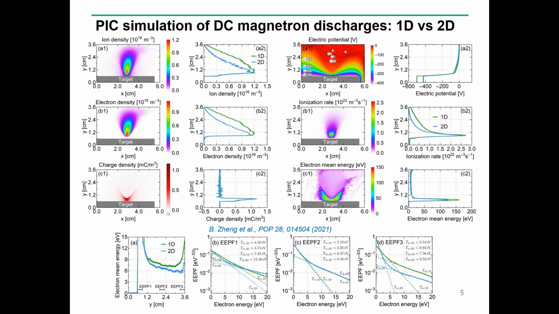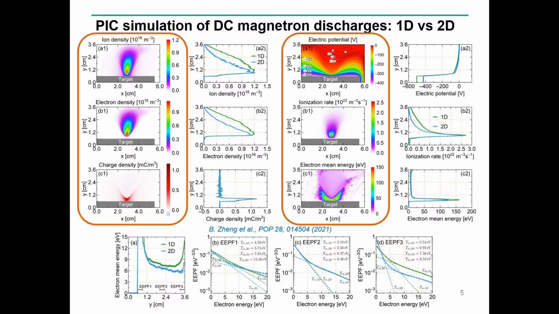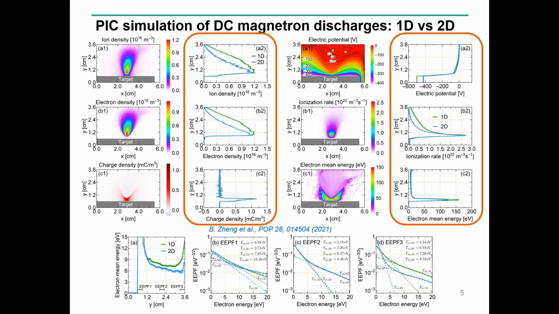Due to the E times B configuration, the magnetron discharge is essentially two-dimensional or even three-dimensional. However, multi-dimensional particle simulations are time-consuming for conventional magnetron discharges and almost infeasible for HiPIMS discharges. So let's take a step back. Could the one-dimensional case be used as a reference to qualitatively study the discharge characteristics of magnetron sputtering? The simulation time for the one-dimensional case is much smaller than that for the multi-dimensional cases.